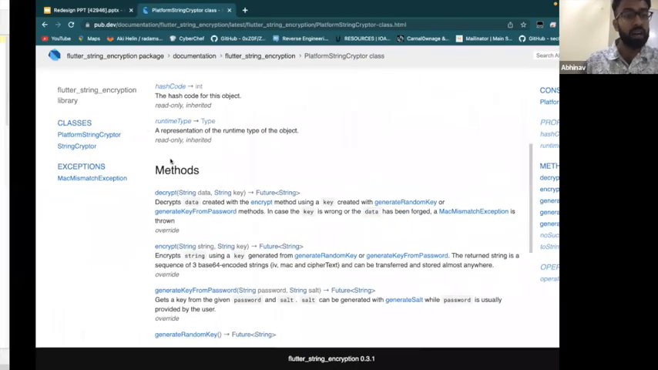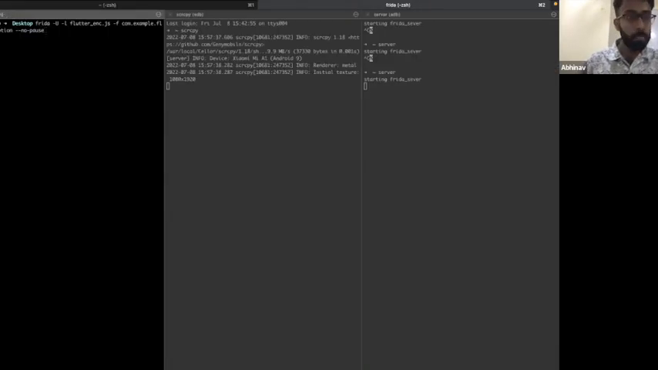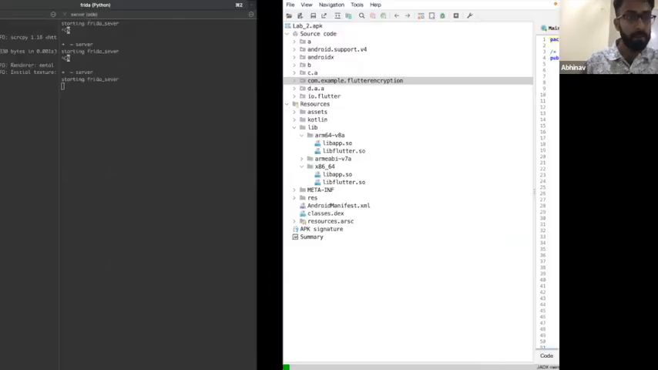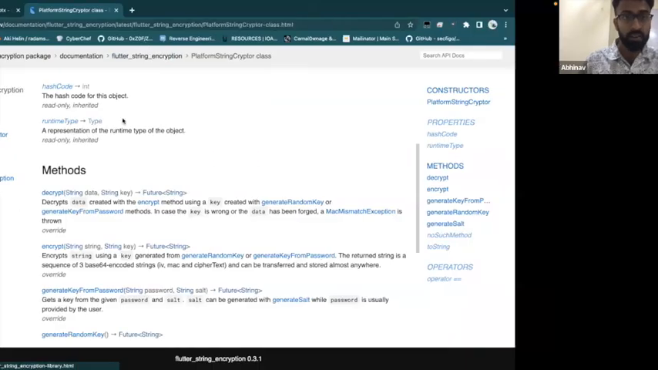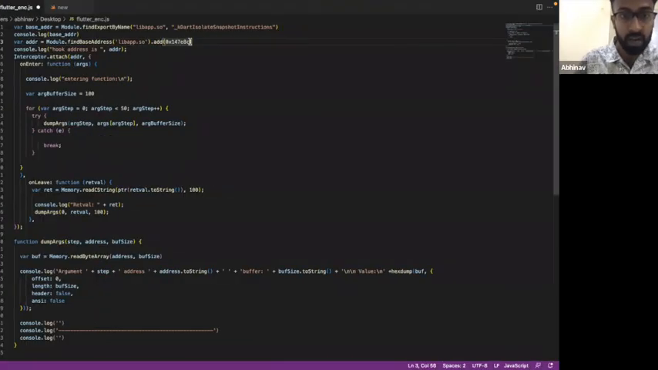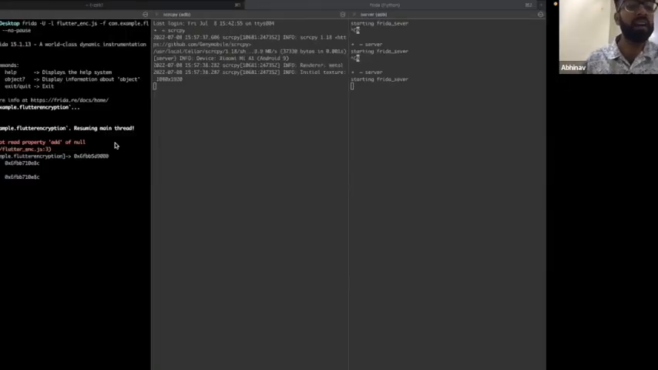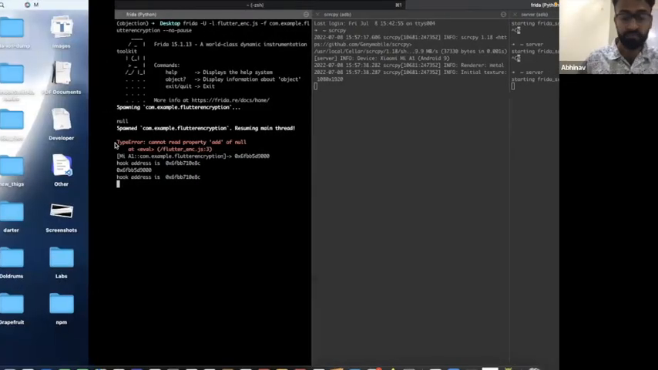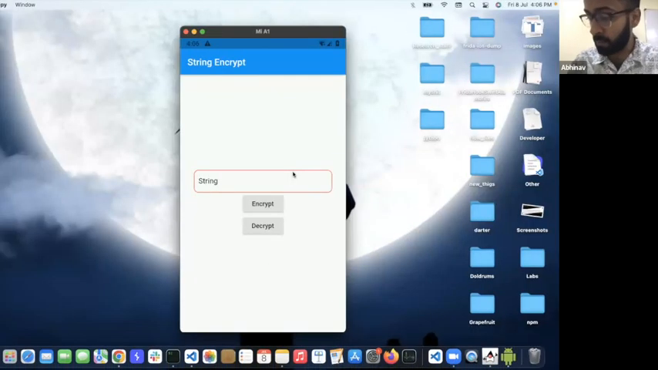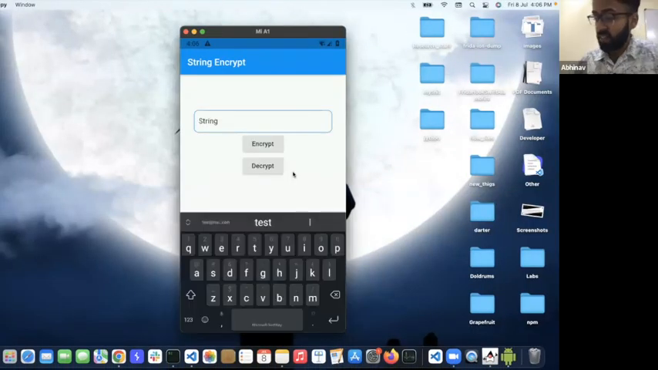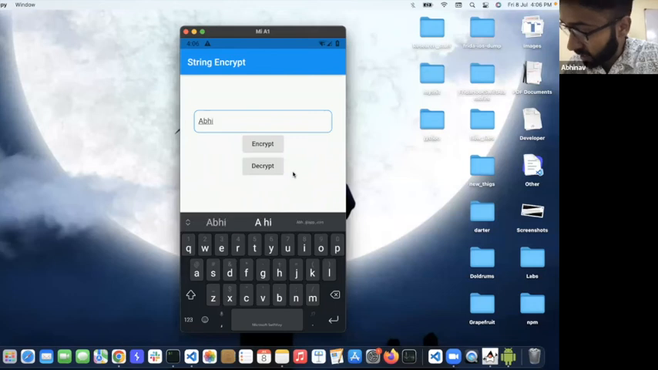So I have added this. I am going to start my script now. I will save this file now with the new address of the function where I think I can find some interesting data. Now let's come back to the app. Let us enter a string. I'm going to enter my name so we can identify it easily. I'm going to say Abhinav and I'm going to say encrypt.